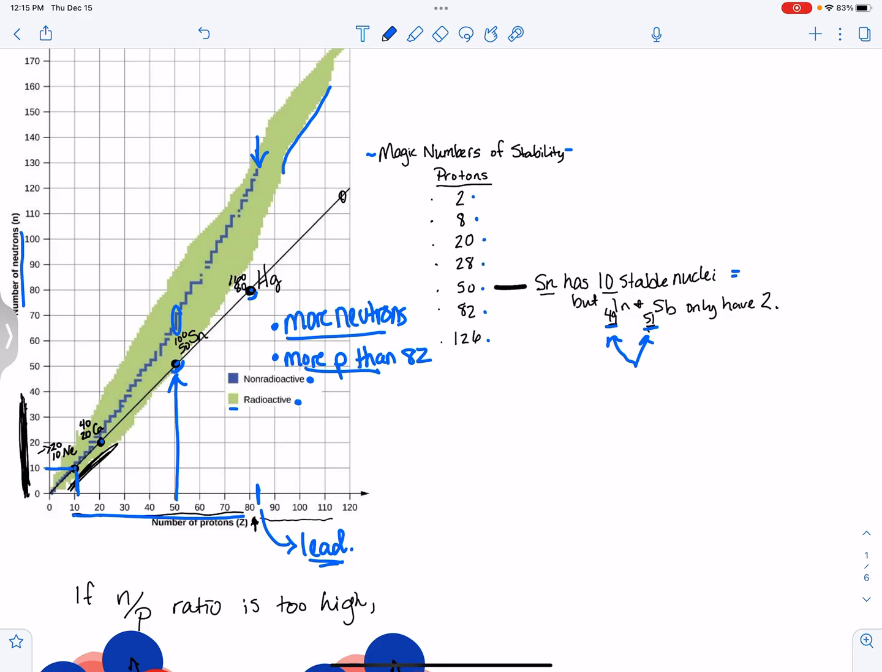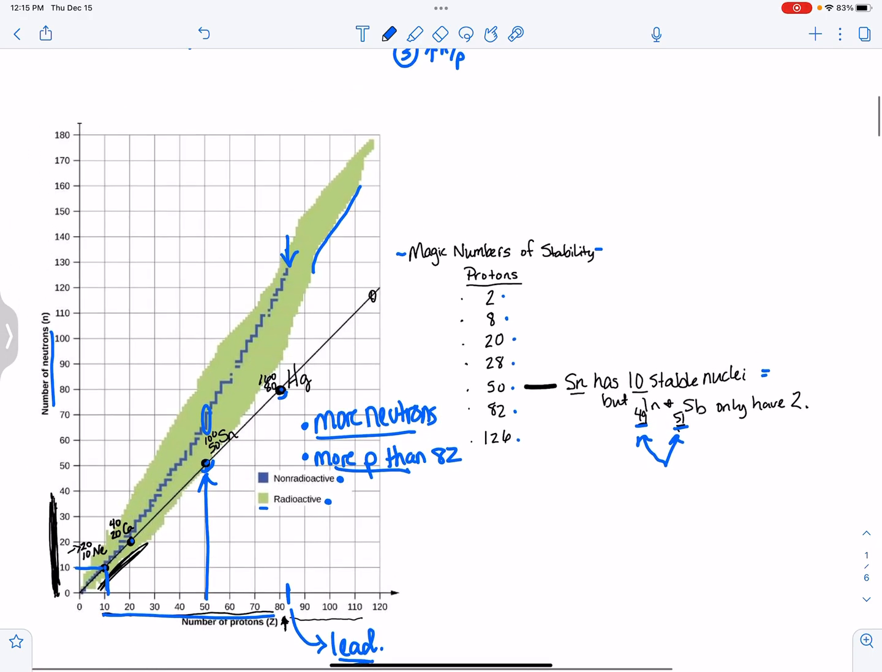If you want to go really deep into chemistry, you could Google this and find out the reasons why we think these have magic numbers of stability. But suffice it to say that when our nucleus doesn't have enough neutrons, when it has more protons than 82, and when it's not one of these magic numbers, then we're going to have instability, and that's going to lead to radioactivity.